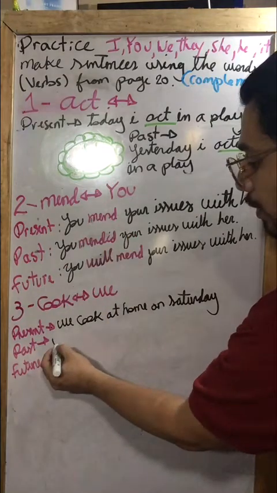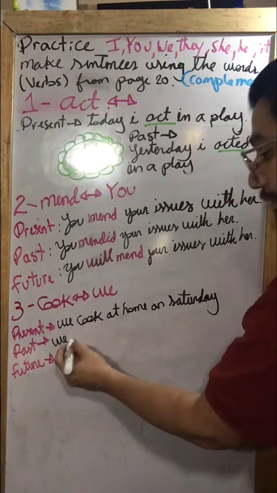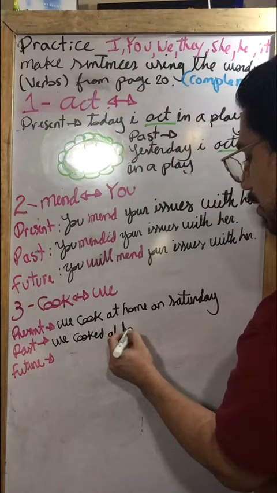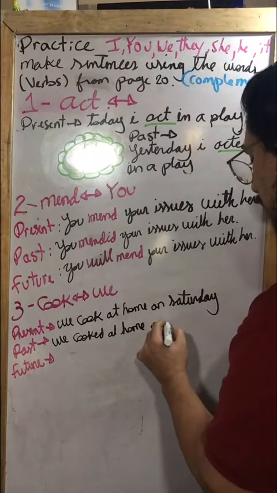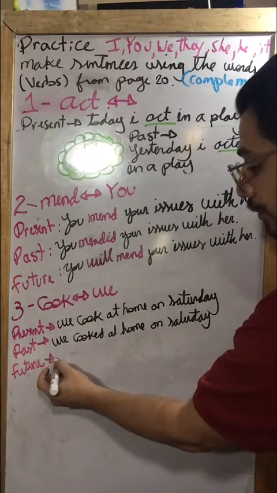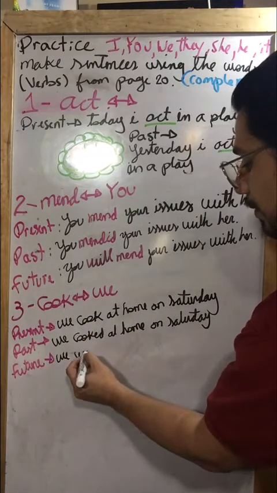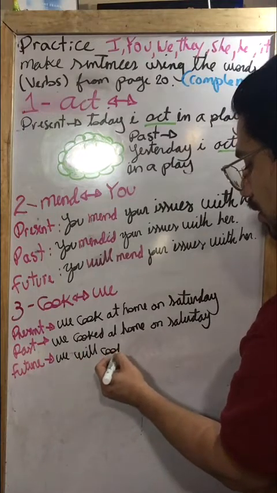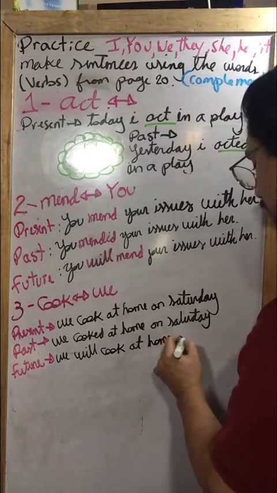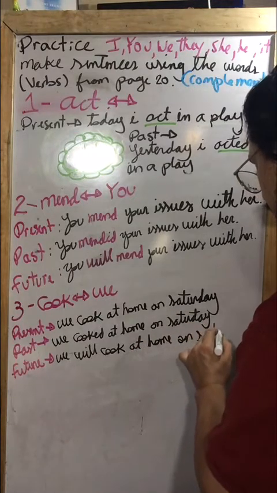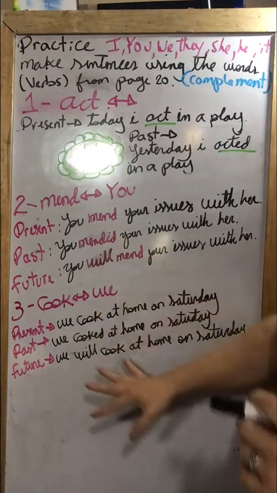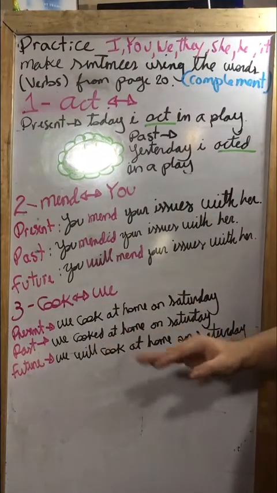Then we have we, and this is a regular verb, so we write cooked at home on Saturday. And then for the future, we will cook at home on Saturday. Okay, so as you can see, the three tenses that we have, they change only for one thing.